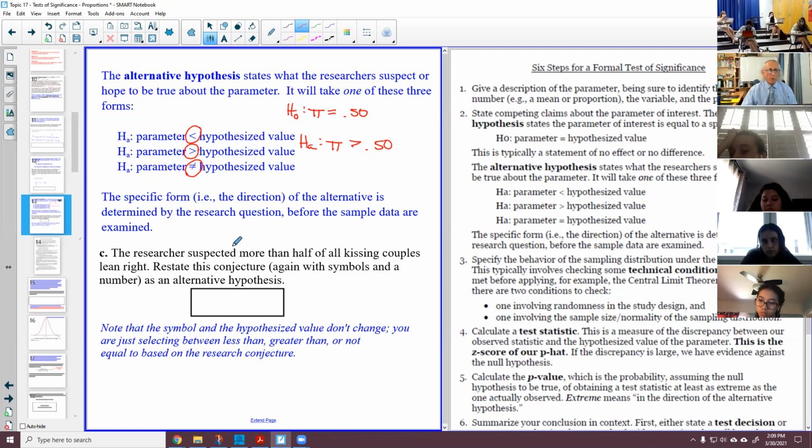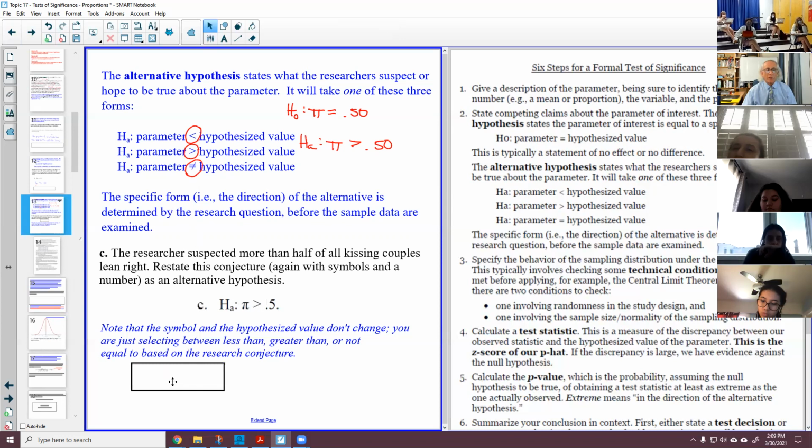Okay, so the researchers suspected that more than half of all kissing couples lean to the right. So using symbols, it's written like that. Hypothesis sub A, so the alternative hypothesis is that pi is actually greater than 0.5. Okay, any questions? Nope, we're still doing okay?